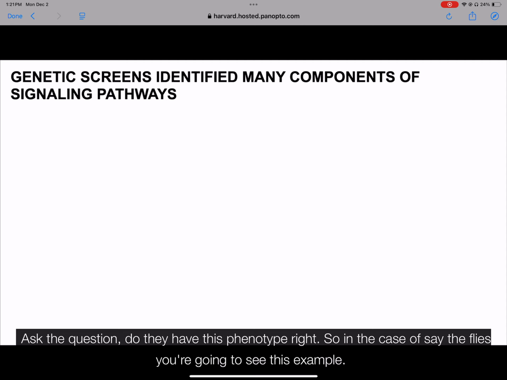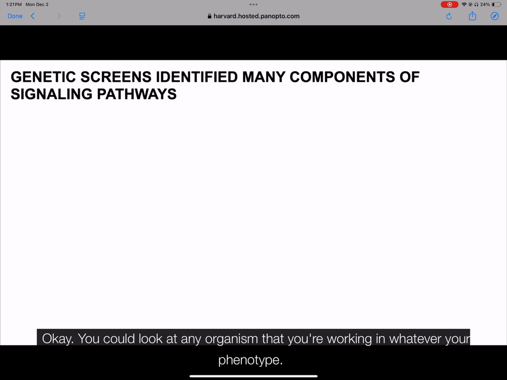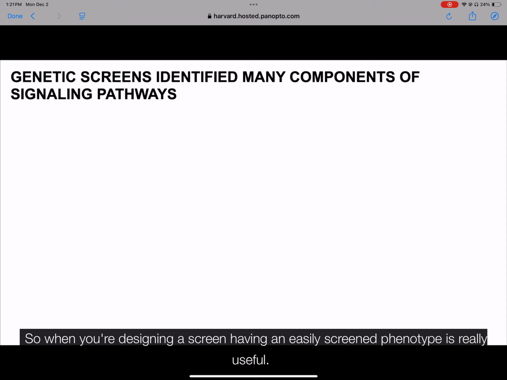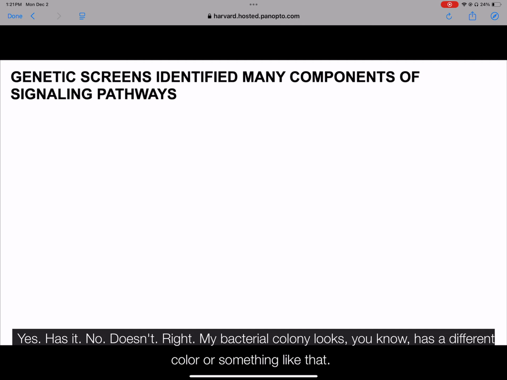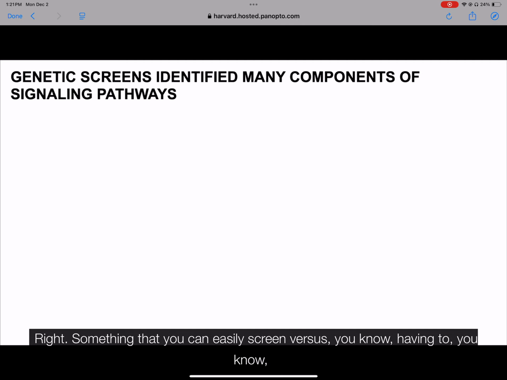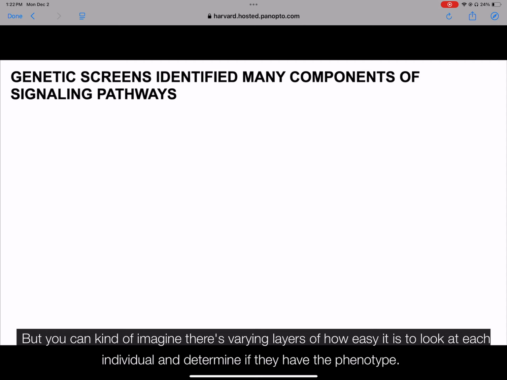In the case of the flies, as you're going to see in this example, they had to look at all of these flies and say, do they have abnormal cuticle development or not? You could look at any organism that you're working in, whatever your phenotype. So when you're designing a screen, having an easily screenable phenotype is really useful. Something that you can visually see really quickly, like fly, yes, has it, no, doesn't. My bacterial colony has a different color or something like that. That is easier than having to look under the microscope to try to see something, which they did have to do for this. But you can imagine there are varying layers of how easy it is to look at each individual and determine if they have the phenotype.